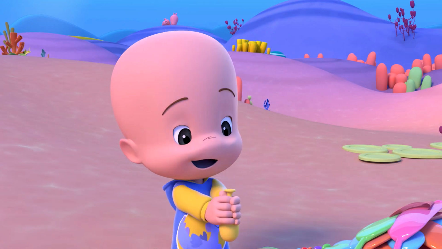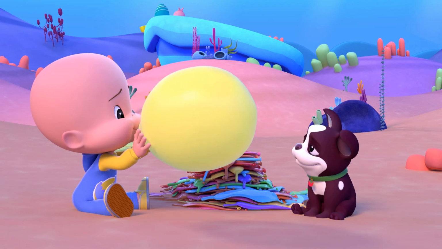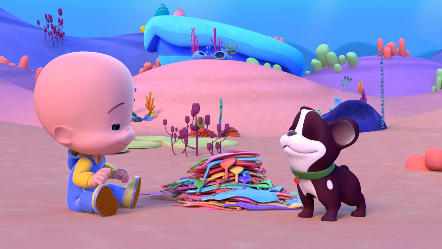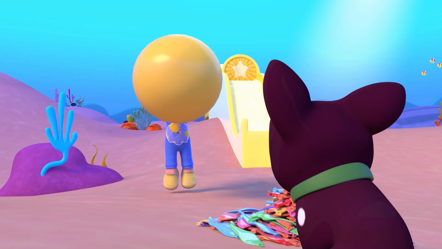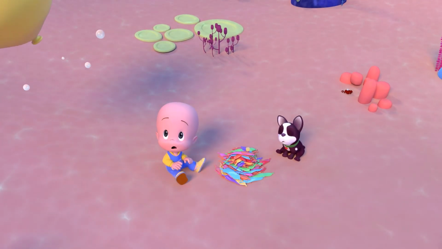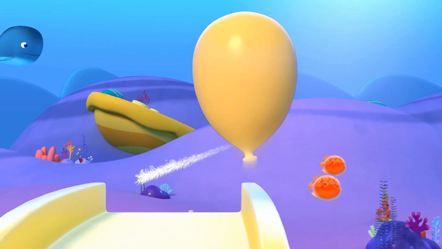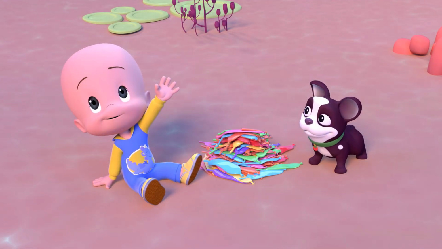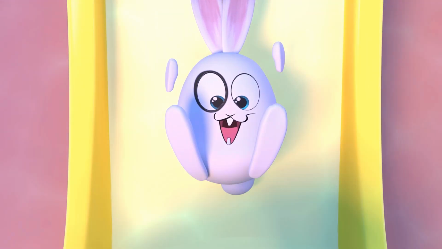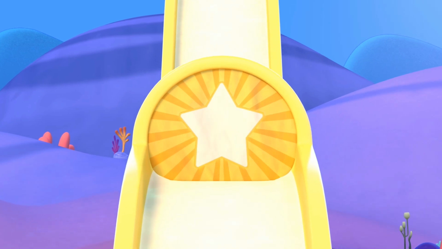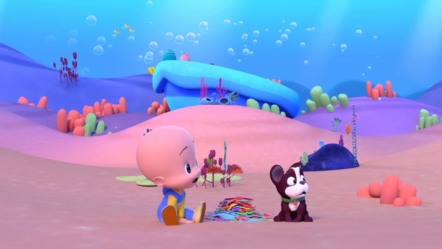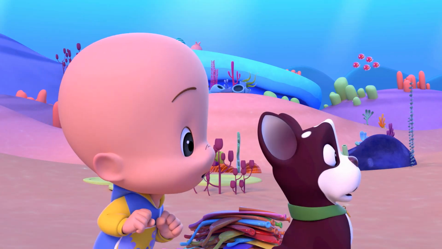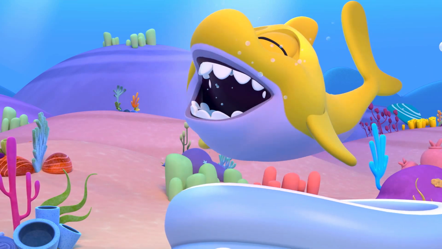Yellow balloon. Hi, Ghost. Baby shark. Yellow baby shark.